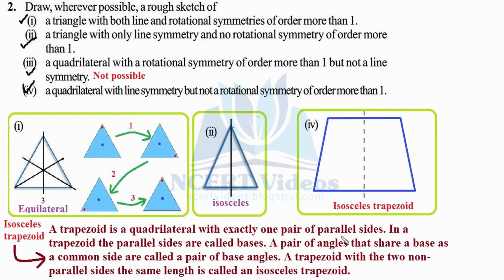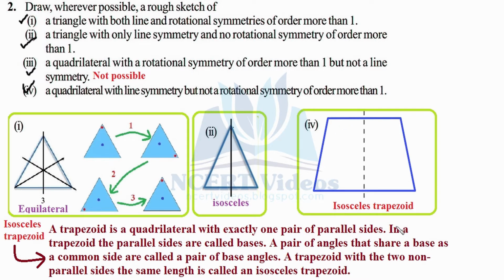A pair of angles that share a base as a common side are called a pair of base angles. So these will be your pair of base angles. Similarly, if you take this as your reference, then they will be your base angles. A trapezoid with the two non-parallel sides of the same length is called an isosceles trapezoid. That is, if the lengths of this and this side, the non-parallel sides, are equal, then the trapezoid is said to be an isosceles trapezoid, and in that case only we will have a line symmetry.